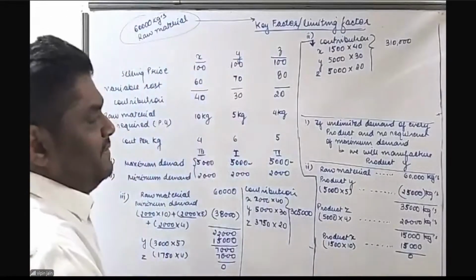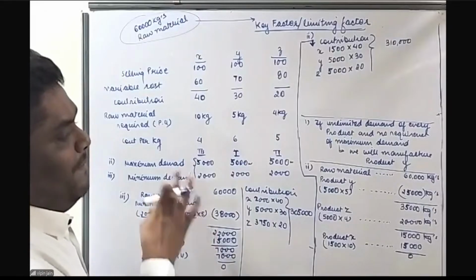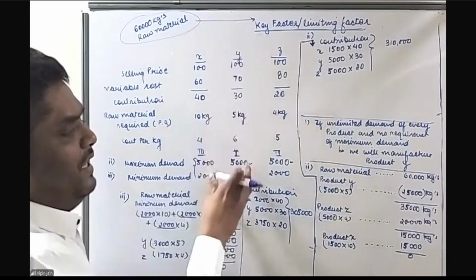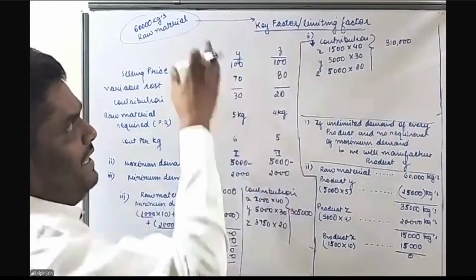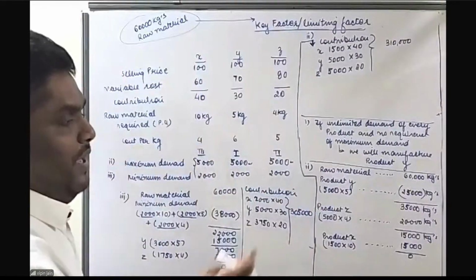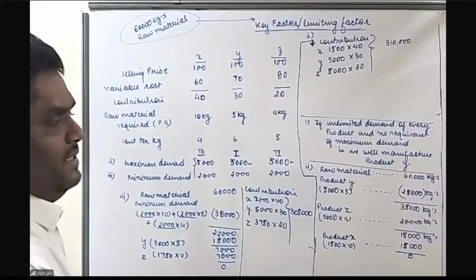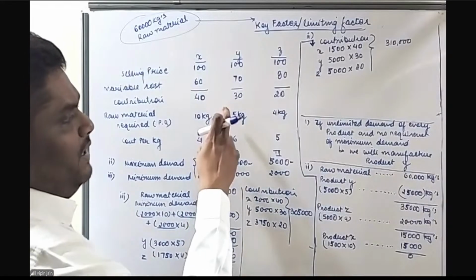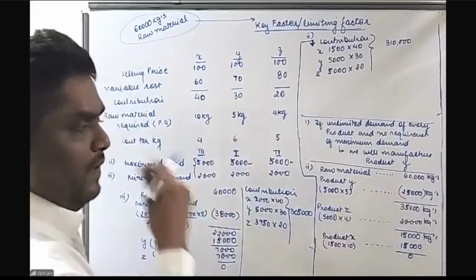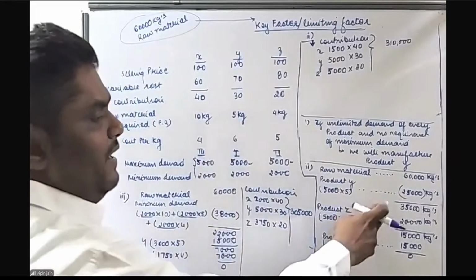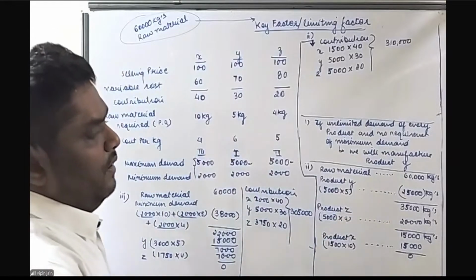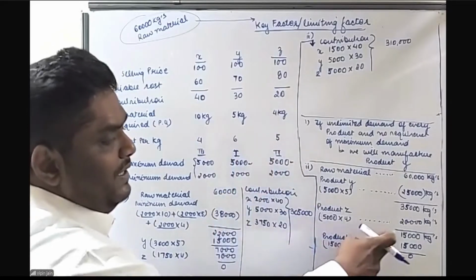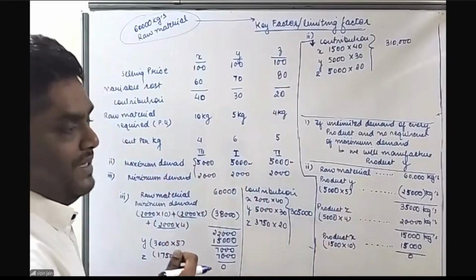Now, second case, wherein the maximum demand is also there. So no worries, we will first fulfill the demand for Y, then for Z, and then for X. So herein my raw material is 60,000 kgs. We'll first manufacture Y, that is 5,000 into 5. So 25,000 will be utilized in manufacturing Y. We are left with 35,000. Thereafter, we'll be manufacturing Z, that is 5,000 into 4. 20,000 will be utilized in manufacturing Z.